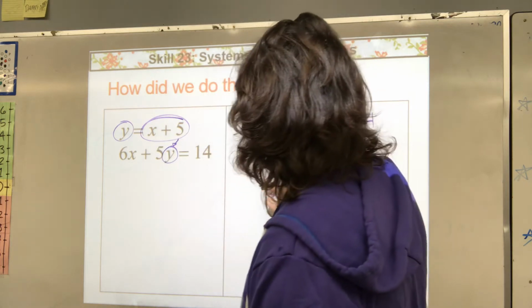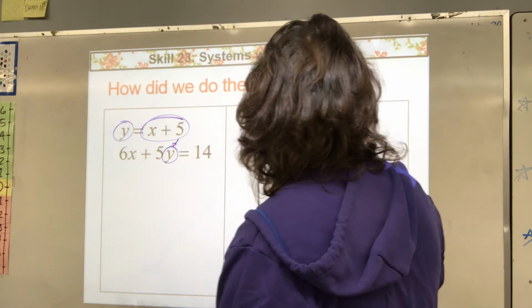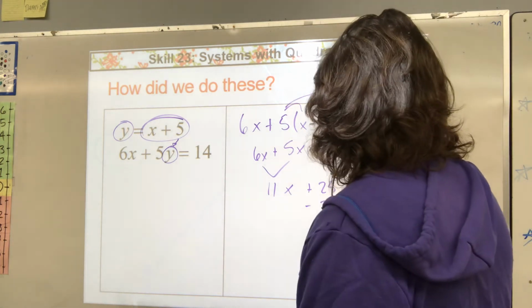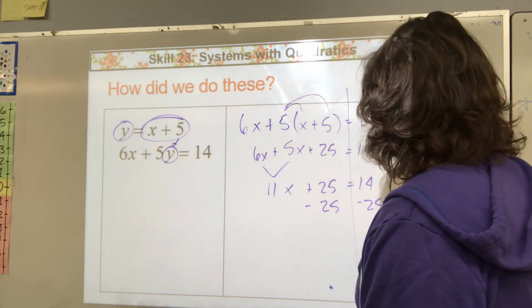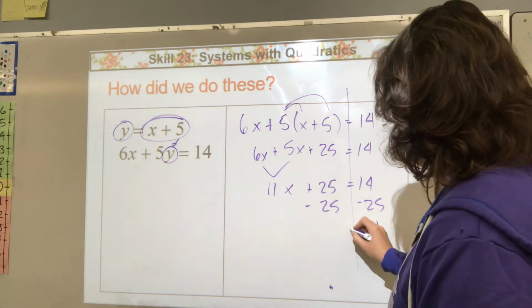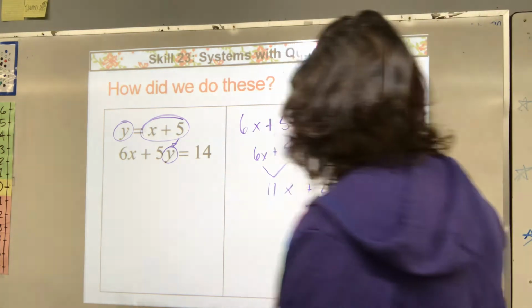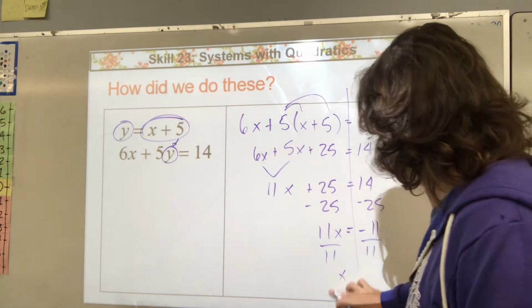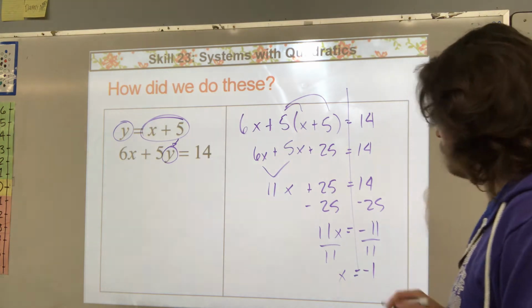Combining like terms. And then just solving this like a two-step equation. Let's see, 14 minus 25 should be negative 11. And then divide by 11. And we get x is equal to negative 1.